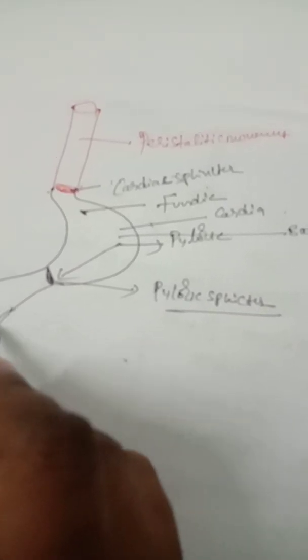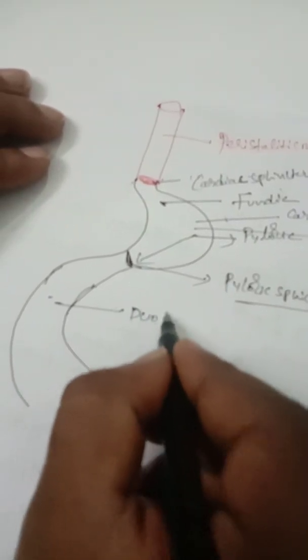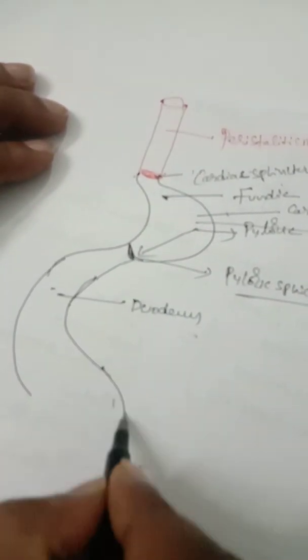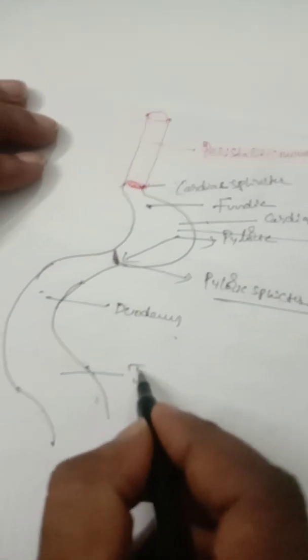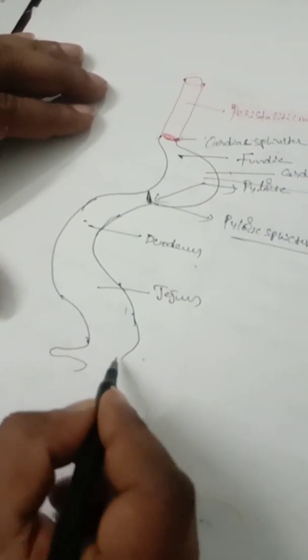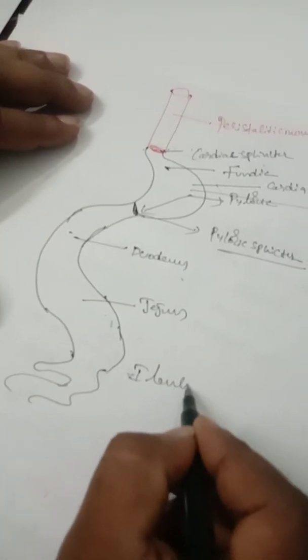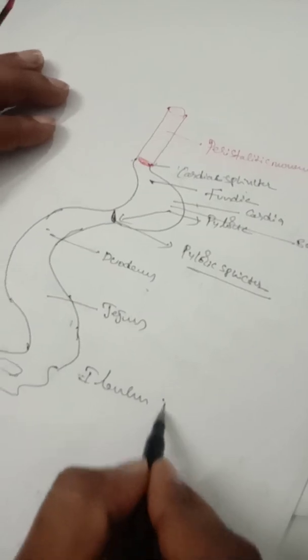Then the small intestine starts: duodenum, jejunum, the highly coiled part, then ileum. Like that, different parts are there.